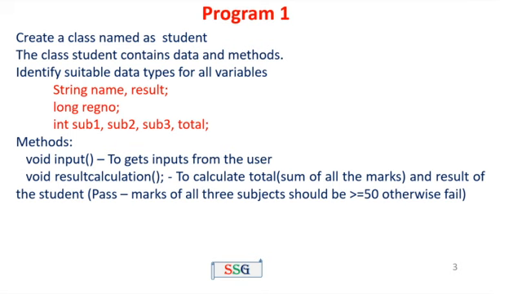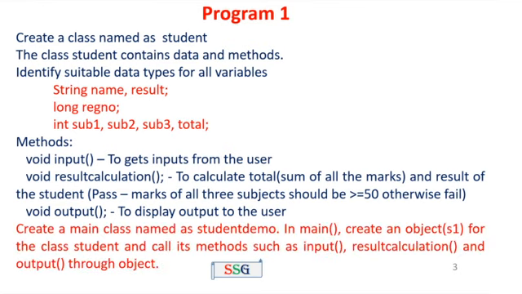Here two tasks will be completed. One is to calculate the total sum of all the marks, and the other is the result of the student. The result of the student may be pass or fail. Pass means marks of all the three subjects should be greater than or equal to the pass mark. Otherwise, the student has failed. The next one, void output. The output function is used to display all the variables to the user through the monitor.